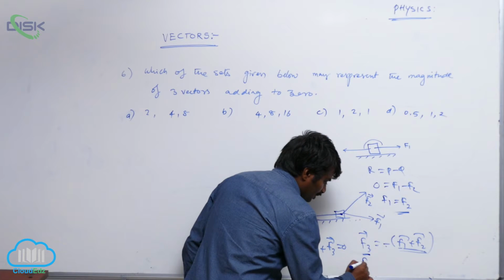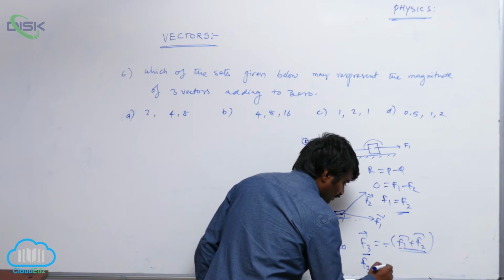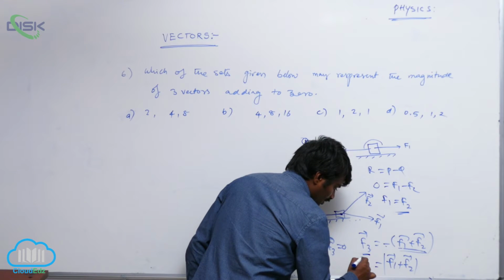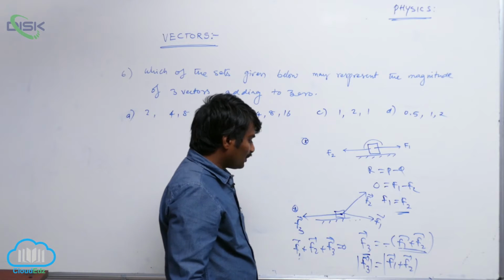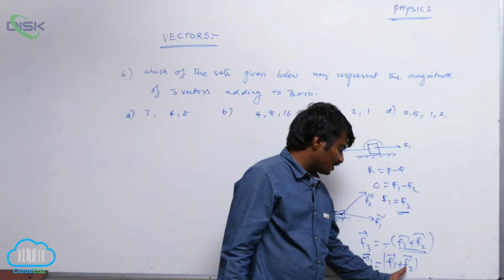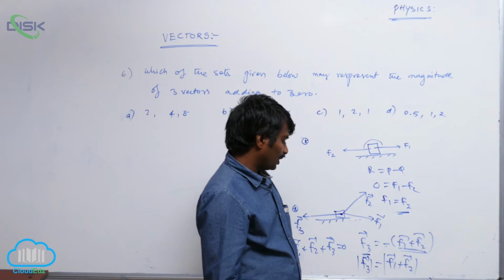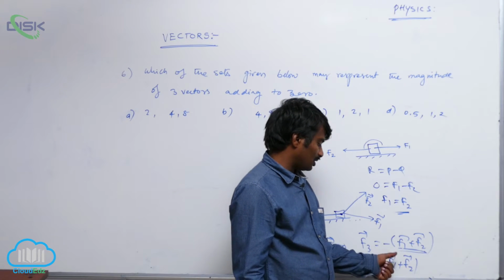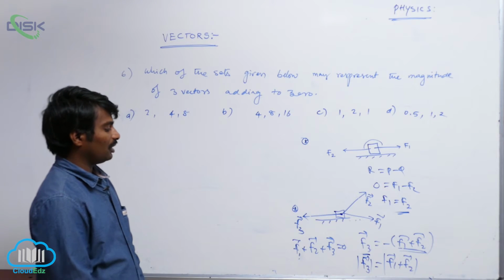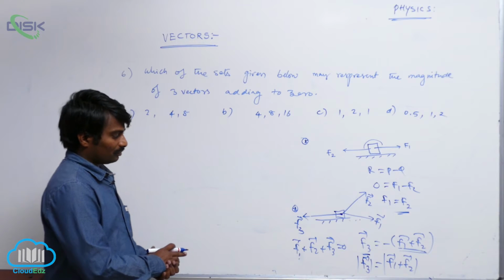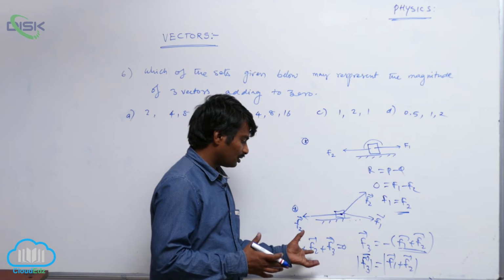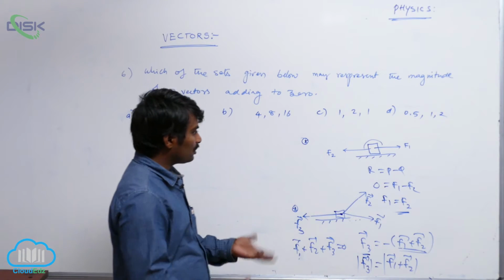And F3 bar must be in the opposite direction to the resultant of F1 bar and F2 bar. As far as magnitude is concerned, you take modulus on both sides. So modulus of F1 bar plus F2 bar is the modulus of F3 bar. So the magnitude of the third vector must be equal to the resultant magnitude of F1 bar and F2 bar, and the direction is opposite to the resultant of F1 bar and F2 bar. Then you can keep the object in equilibrium position, that means rest. So the sum of these three vectors will add up to 0.